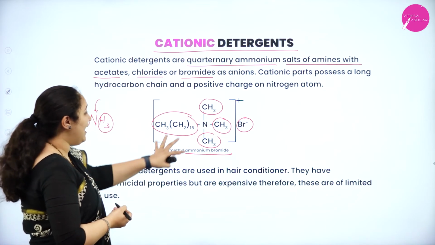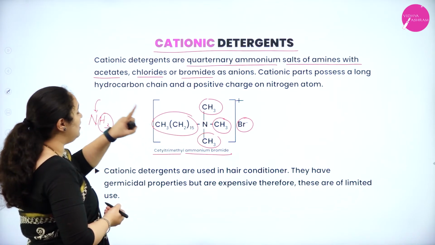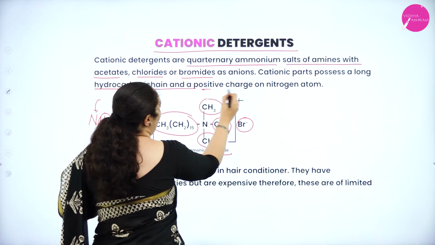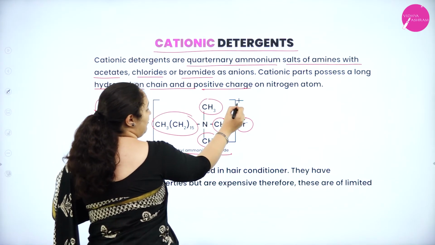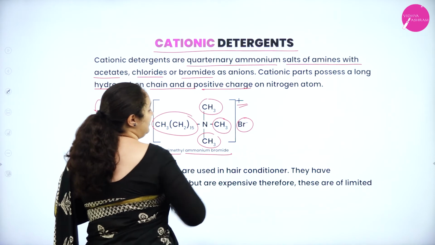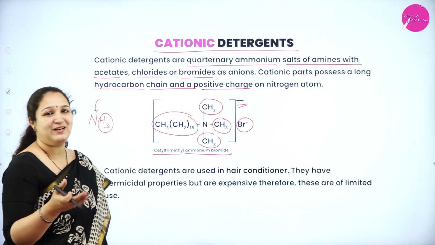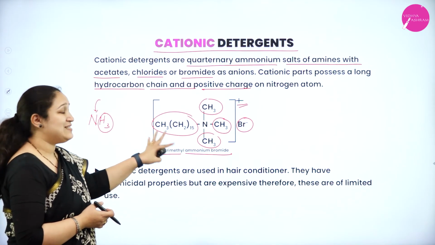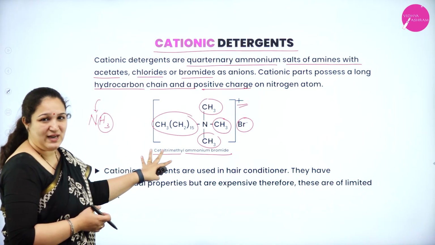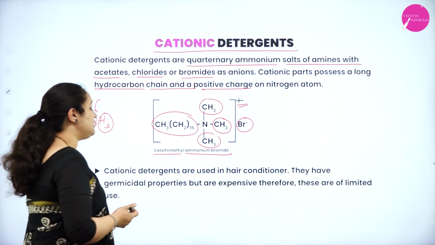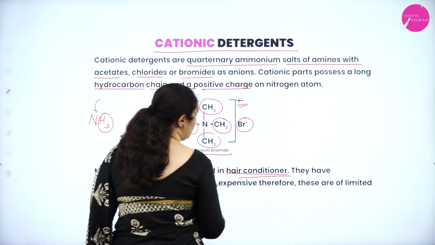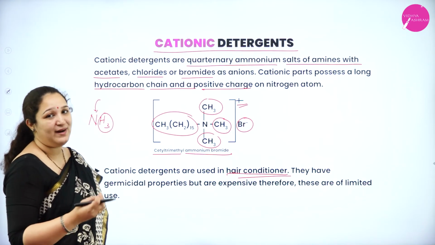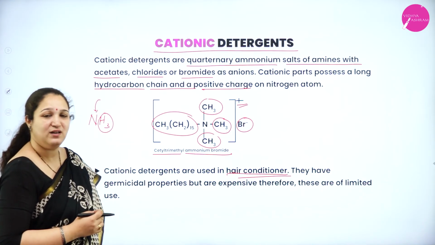So the cationic part possesses a long hydrocarbon chain and a positive charge on the nitrogen atom. I have put the positive charge here, and the negative part can be bromide, chloride, or even an acetate group. So this is a cationic detergent. This is one example. Cationic detergents are usually used in hair conditioners and they have germicidal properties, but they are quite expensive, so their use is limited.